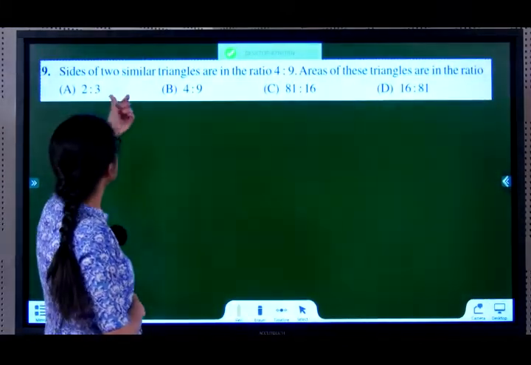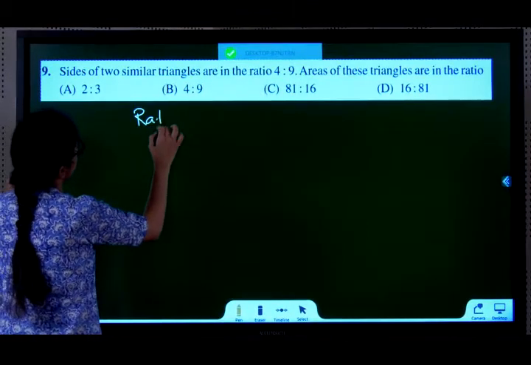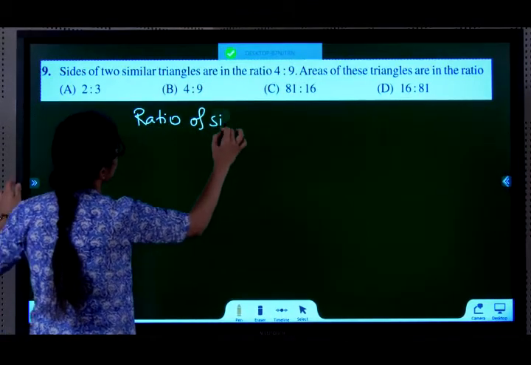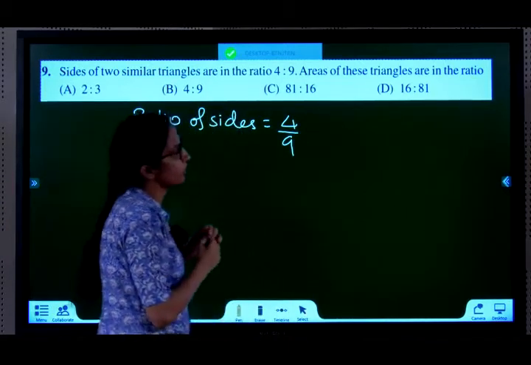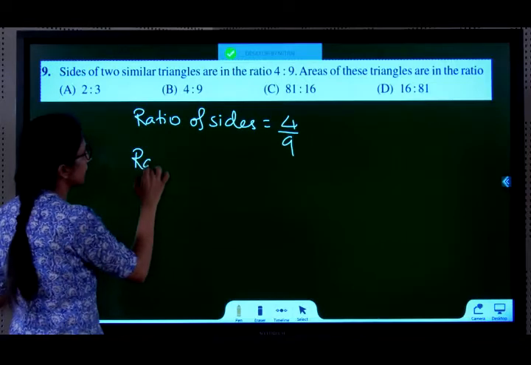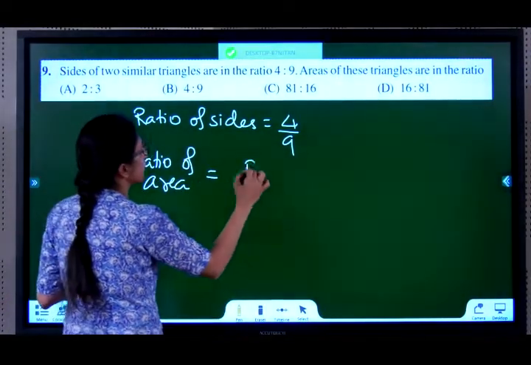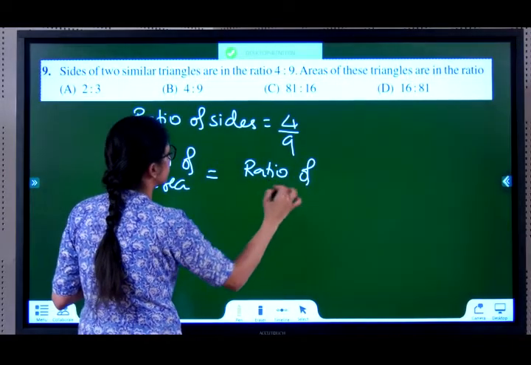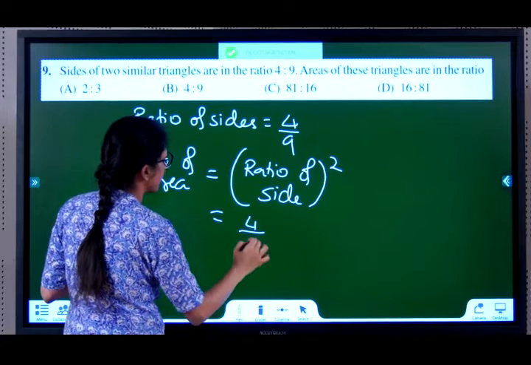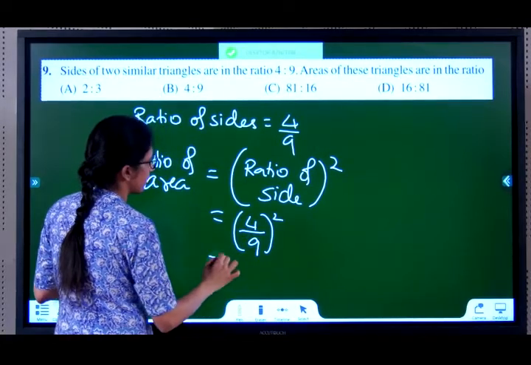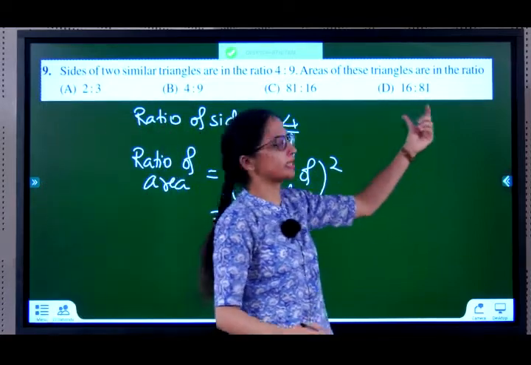Question 9. Sides of two similar triangles are in the ratio of 4:9. So they have given that the ratio of the sides is 4:9. Area of these triangles are in the ratio of? So what will be the ratio of the areas of similar triangles? It's nothing but ratio of sides whole square. So 4 by 9 whole square, 16 by 81. So answer is 16:81, option D.